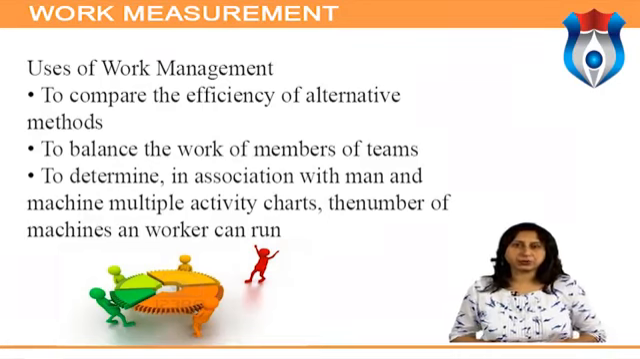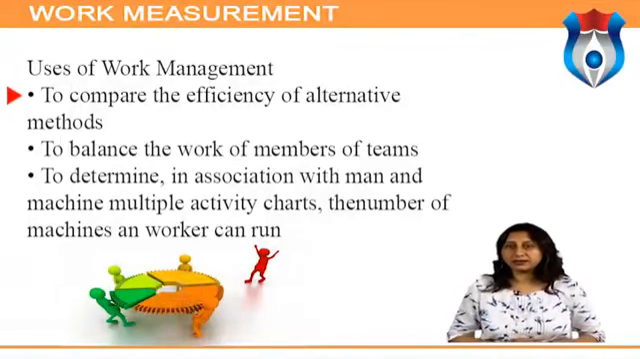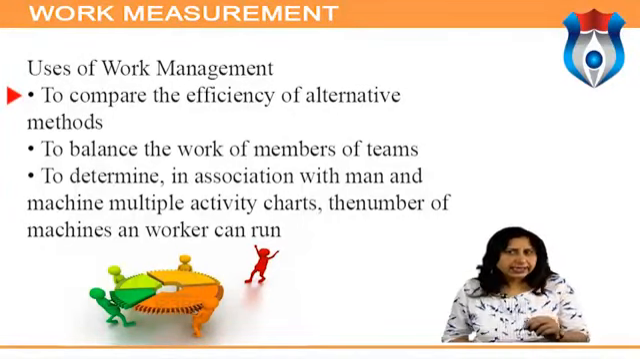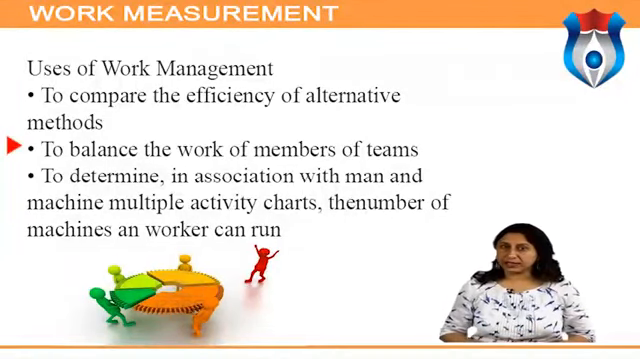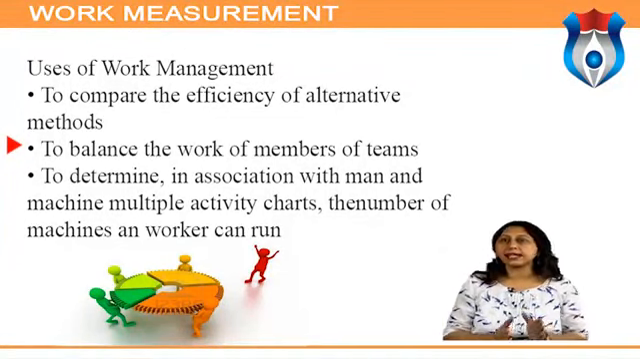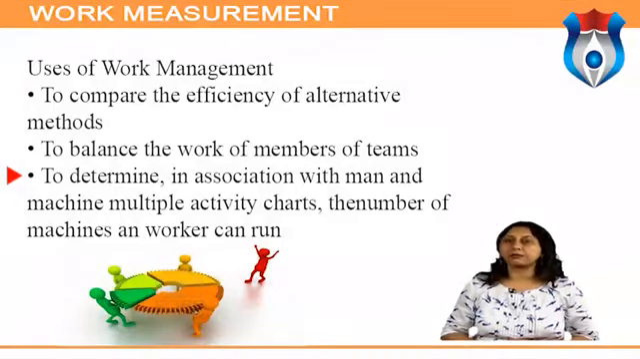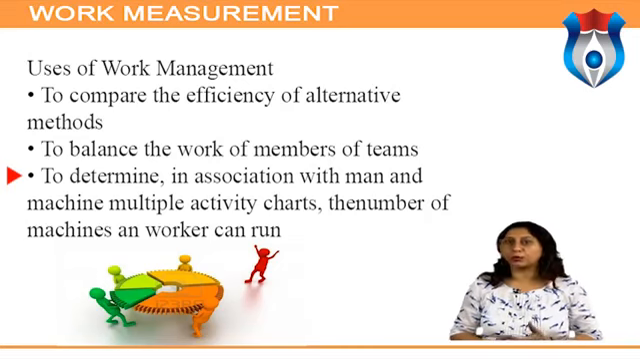Uses of work measurement: to compare the efficiency of alternative methods. Other conditions being equal, the method which takes the least time will be the best method. To balance the work of members of teams in association with multiple activity charts so that as far as possible each member has tasks taking an equal time. To determine, in association with man and machine multiple activity charts, the number of machines a worker can run.